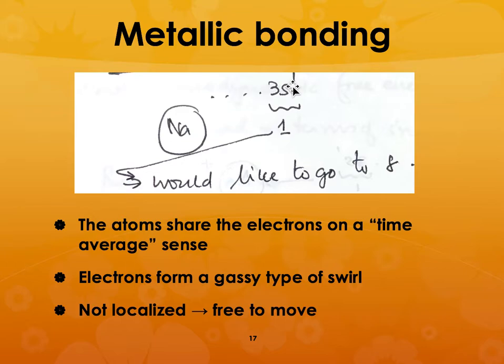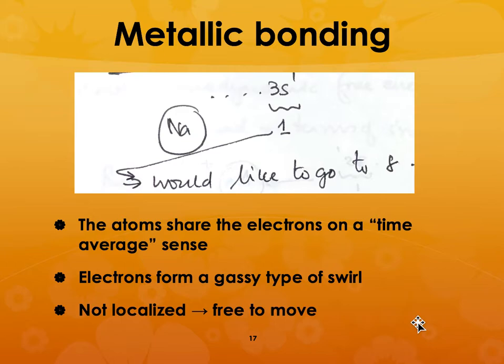So for example, if you have a metal type of material, sodium, you have 1 excess electron, and sodium would like to go to 8. So at least 8 of those atoms will share the electrons on a time average sense, and those electrons will form some kind of a swirl. I mean, it is floating around on the surface and it is not localized and so free to move. So that actually contributes to the conductivity of metals.